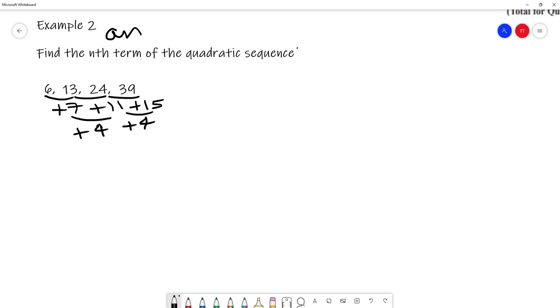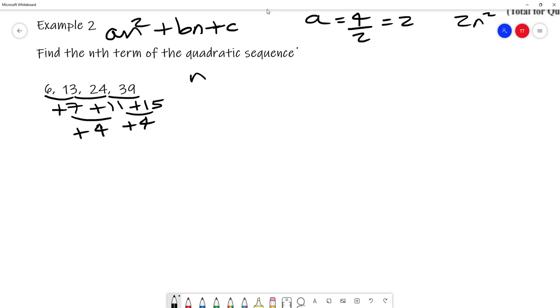And remember, we're trying to get an squared plus bn plus c. And we said that a is the easy one. You just do the second difference divided by 2. So it's 4 divided by 2, which is 2. So that's going to be 2n squared. When you write your table down, we've got 4 values, so it's 1, 2, 3, 4. We want 2n squared. 1 squared is 1, times 2 is 2. 2 squared is 4, times 2 is 8. 3 squared is 9, times 2 is 18. 4 squared is 16, times 2 is 32.